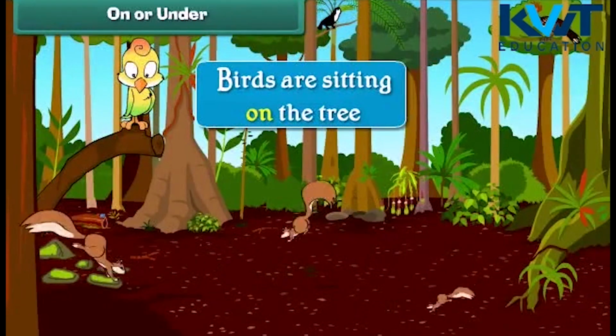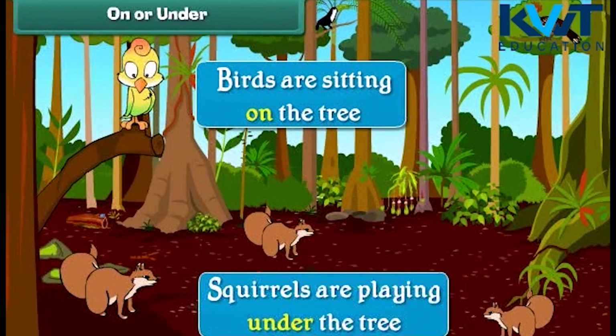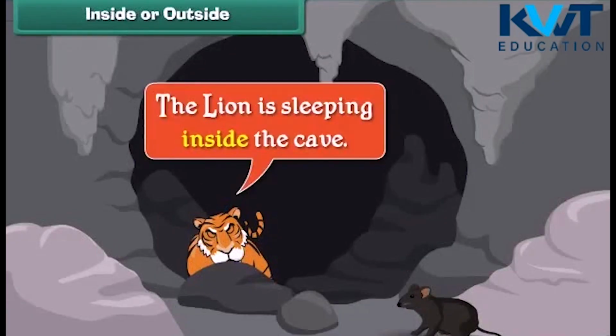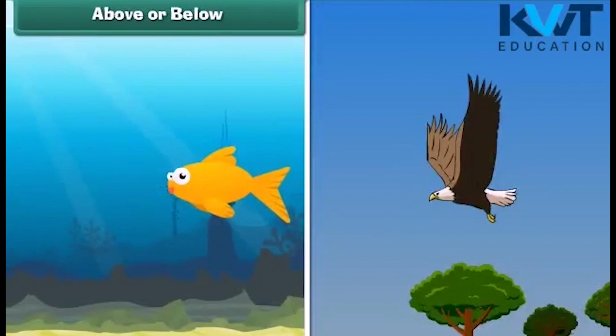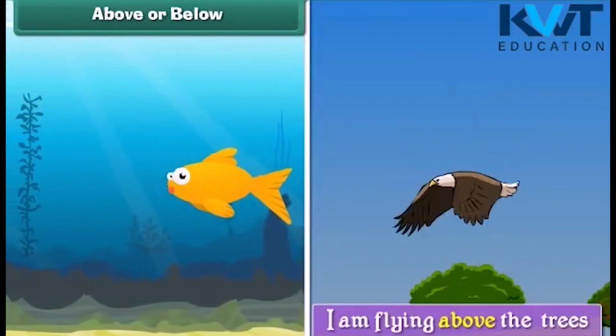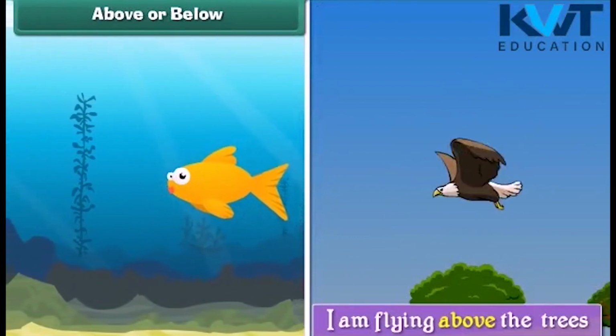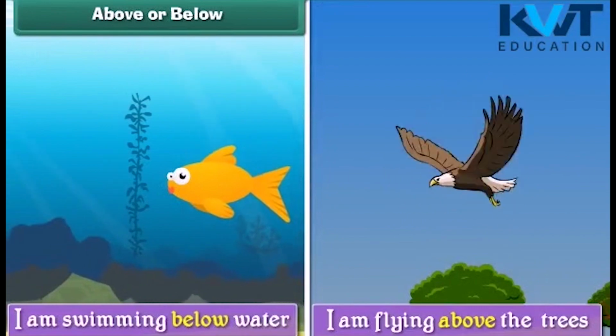Birds are sitting on the tree. Squirrels are playing under the tree. The lion is sleeping inside the cave. The mouse is waiting outside the cave. I am flying above the trees. I am swimming below water.